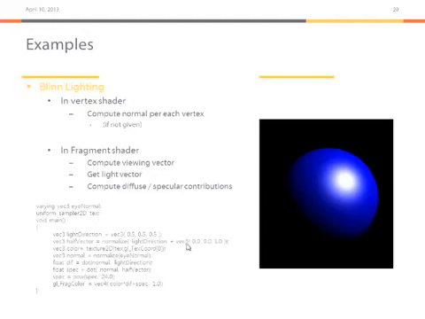Since the camera is always at the origin, we are in eye space, so the viewing vector is always the z-axis. You can see here the z-axis. We sum them and normalize. Normalize is like dividing by the length.